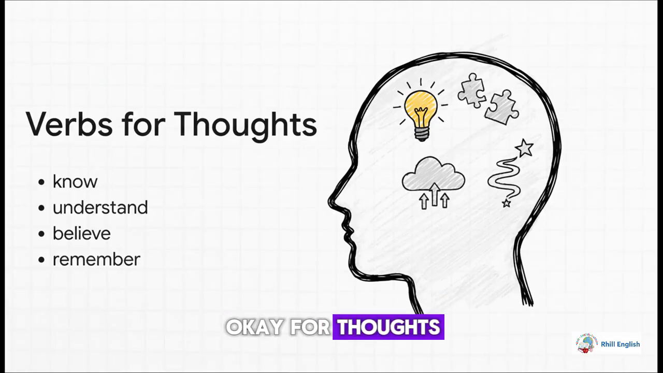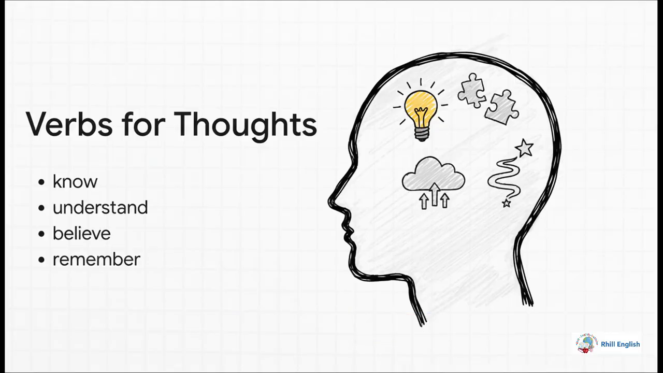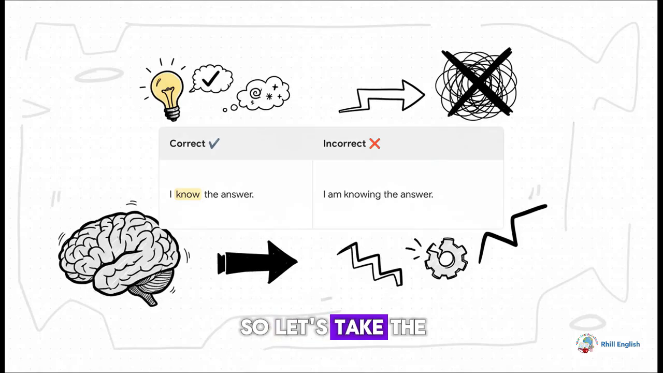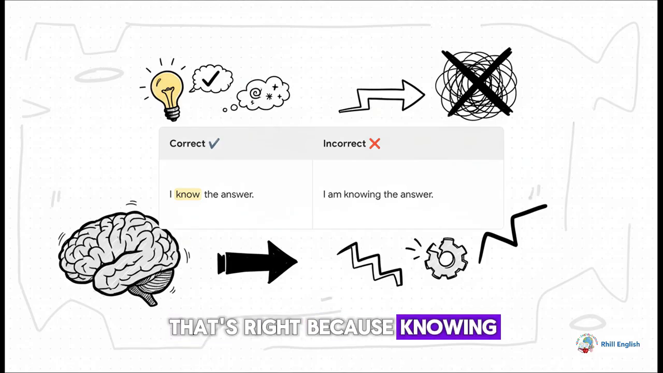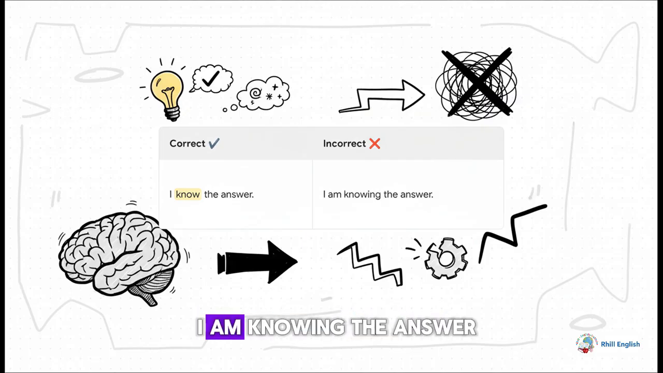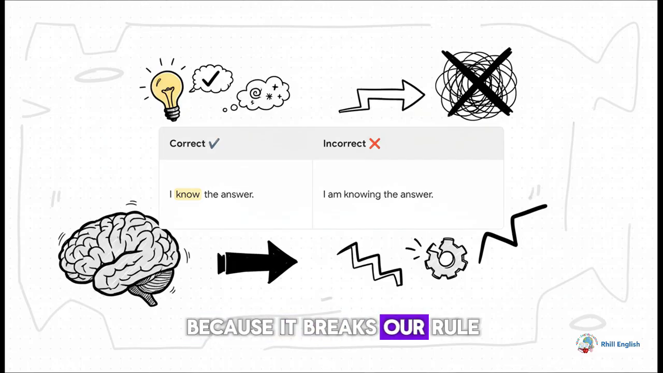Okay, for thoughts, two really common verbs are know and understand. These talk about what's happening in your mind. It's a state of knowing something. So, let's take the verb know. You would say, I know the answer. That's right, because knowing is a state in your mind. You would not say, I am knowing the answer. It just sounds a little strange because it breaks our rule.